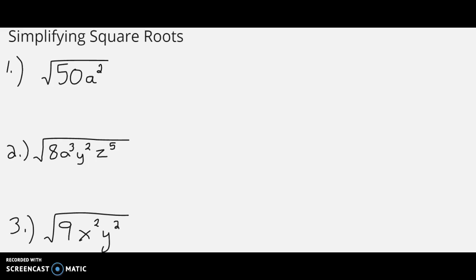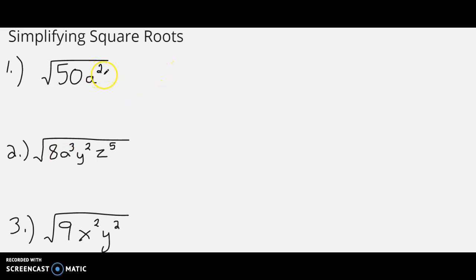Now the two things to focus on when simplifying square roots is you want one of the factors of your number to be as large of a perfect square as possible. And you always want even exponents, because when you're taking a square root, you can take the square root of an even exponent but not an odd exponent.